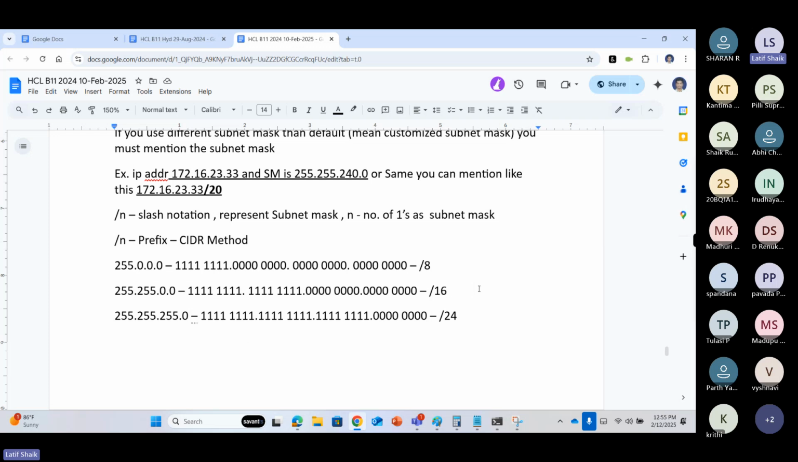255.255.0.0, convert into binary: 8 ones and 8 ones and 8 zeros and 8 zeros. It's 16 ones, so /16. For 255.255.255.0, it is totally 24 ones in that address, a Class C.